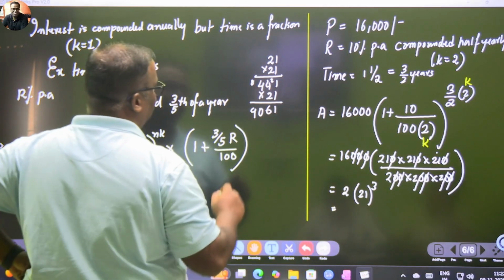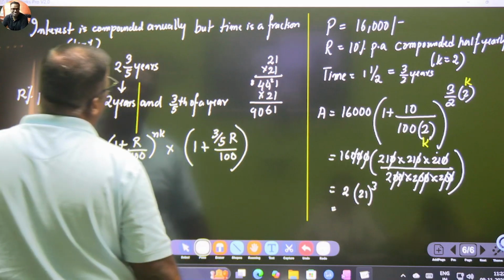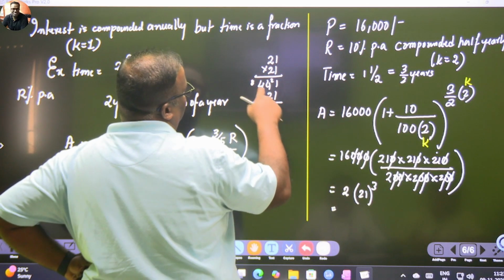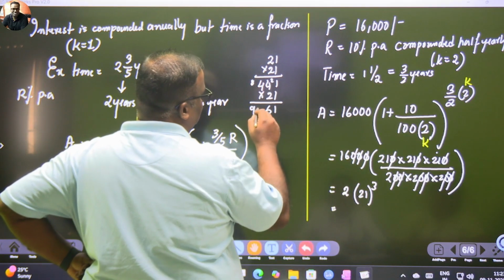21 ones are 21, 2 carry over. 21 into 4 is 84. 84 plus 2 is 86, 8 carry over. 84 plus 8, yeah, 9261. So this will be 9261.